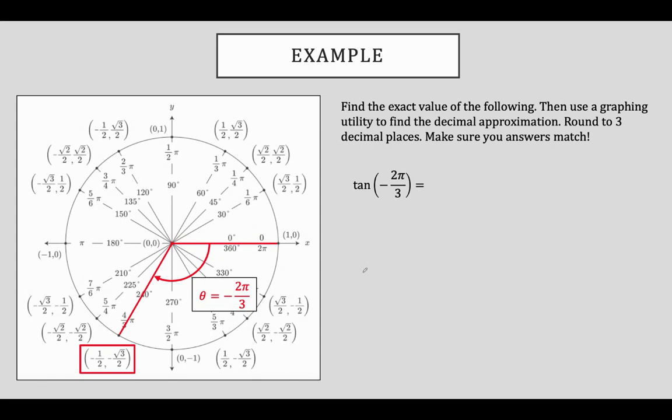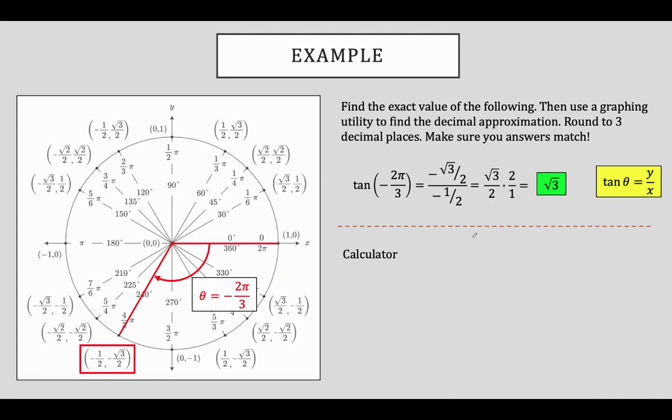Now, to evaluate tangent, our definition for tangent is y divided by x. The y coordinate, negative root 3 over 2, divided by the x coordinate, negative 1/2. I've got a negative divided by a negative. That's going to give me a positive value, and dividing by 1/2 is the same as multiplying by 2 over 1. Notice that when we rewrite this division as multiplication, we see that these 2's are going to cancel out, leaving us with root 3 for our final answer.